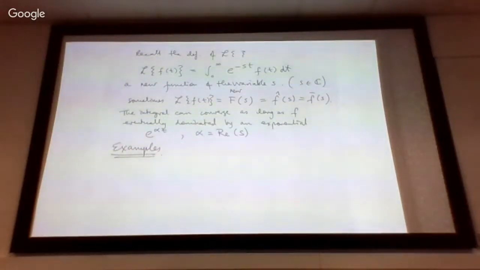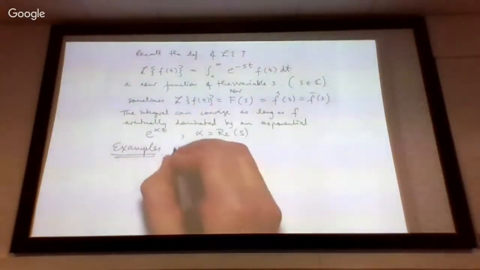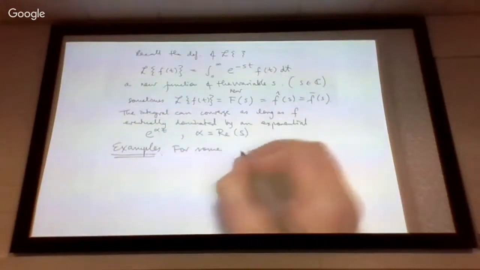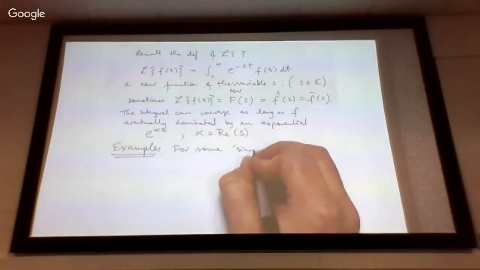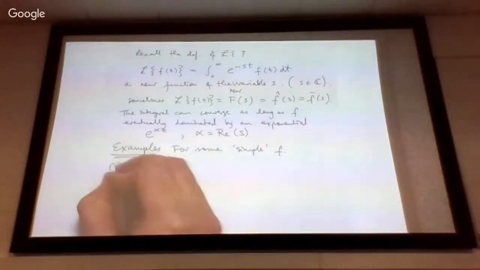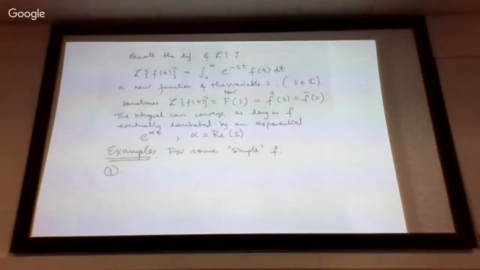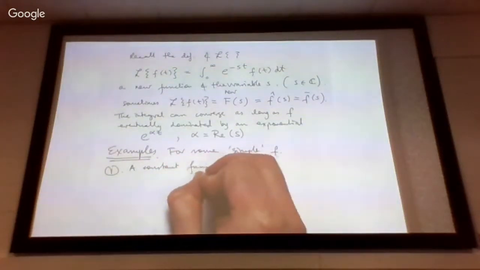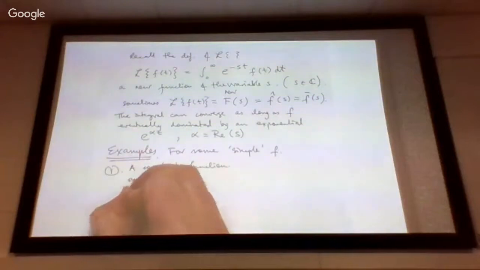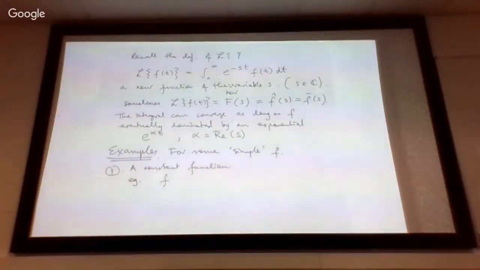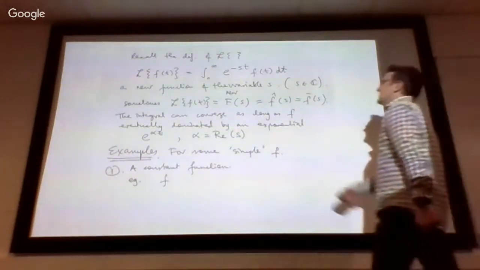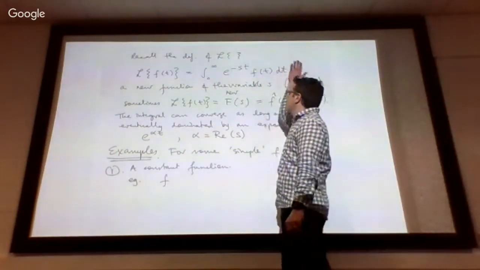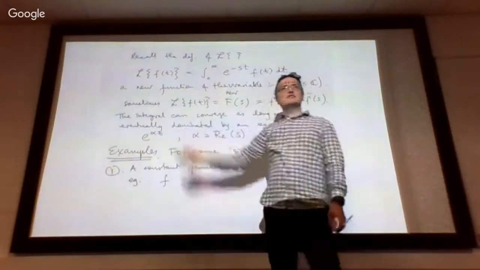So some examples for some simple functions f. These are done on page 41, but I'll just talk about them. So a constant function. Well, what kind of constant function? The simplest constant function would be the zero constant function. You could look at that, but then you've got a zero factor in there, so you're integrating zero. It's going to be zero.